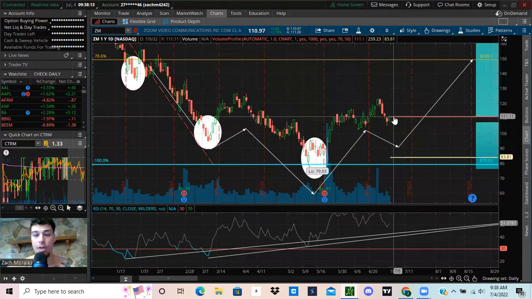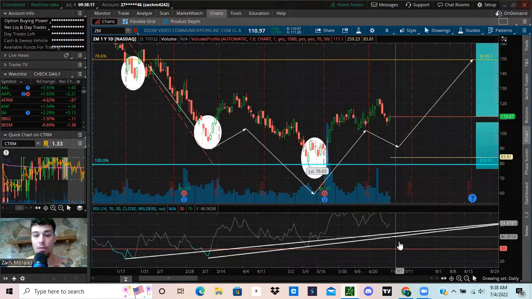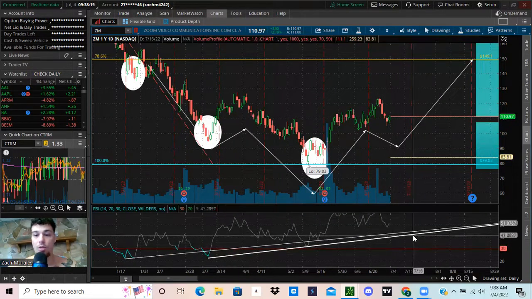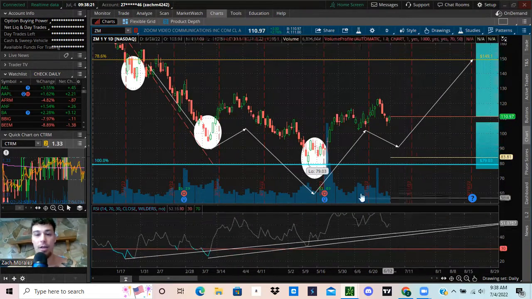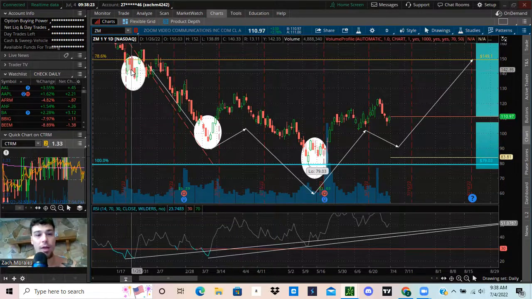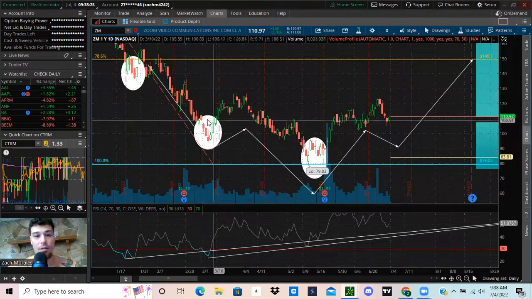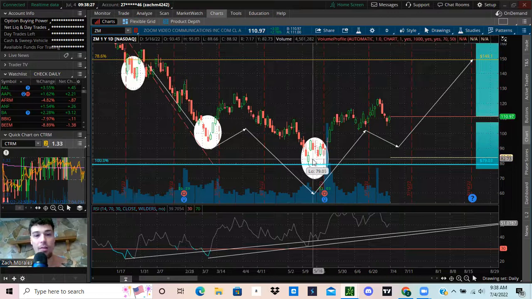If we do get the rejection here, we come back down to find some support. We have two bullish divergence trend lines that we can look to also catch a bounce off of. What is bullish divergence? That's when we're creating lower lows on the price action of the stock. It's indicated by these ovals here.